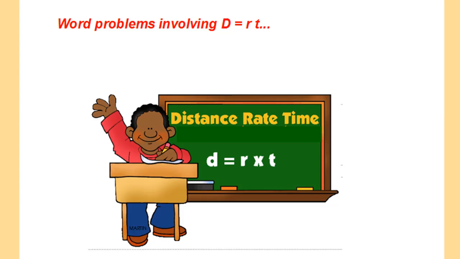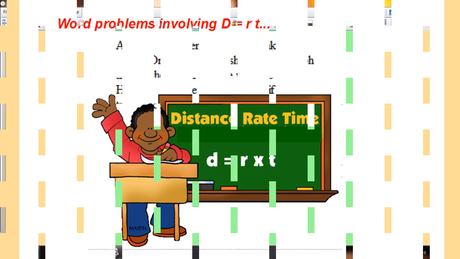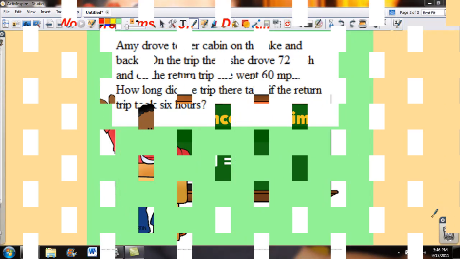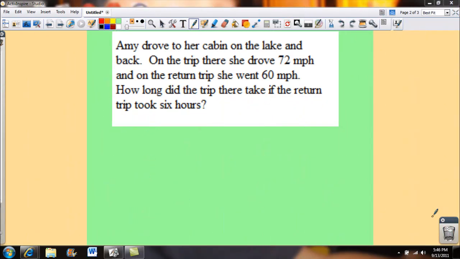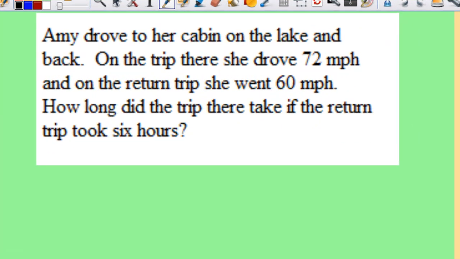Hi everyone. I want to take a moment to show you a couple more of the word problems involving distance equals rate times time. Here's a typical example of a word problem involving d equals rt. And the key is to make sure you read the problem, reread the problem, and if it helps, draw a diagram to be able to gather the key pieces of this word problem.